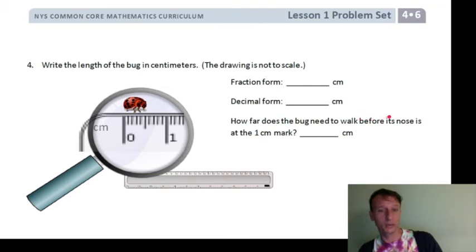Before its nose is at the 1 centimeter mark. Well, it's currently here, right? And so how many more? So you're basically counting like on a number line. And note that this should be a fraction or a decimal. I would use a decimal because generally when you are talking about centimeters and meters, metric system, you use decimals, not fractions. So this should not be like 6 or 5 or 3 centimeters. It should be something like 3/10, 5/10, 6/10, 9/10. That it should be in decimal form.